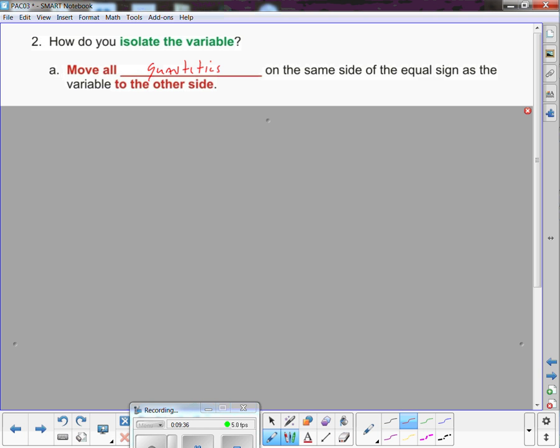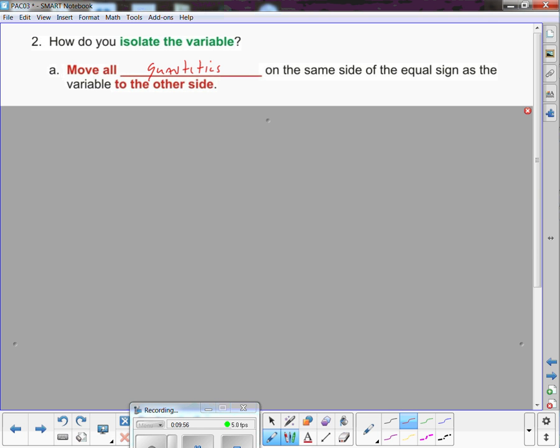Move all quantities on the same side of the equal sign as the variable to the other side. Well, isolate the variable. You know, if we were in the classroom right now, maybe I'd look over at the row all the way on the right, and I might say something like this. If I wanted to isolate Brendan, what would I have to do?